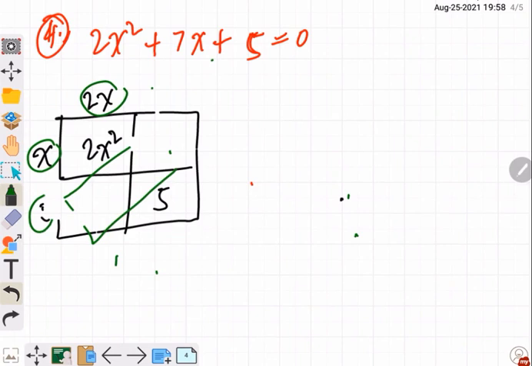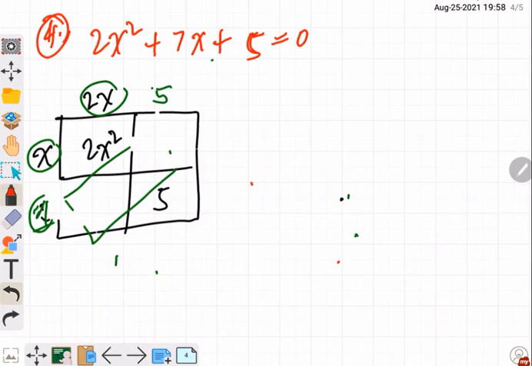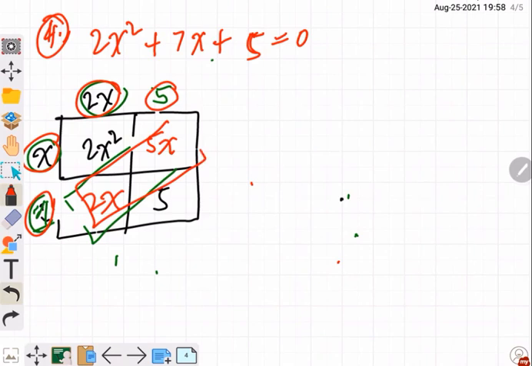A while ago we used 1 on top, 5 on the side. Now we'll use 5 on top, 1 on the side. Then if you multiply this and that gives us 5x. And 2x and 1 gives us 2x. As you can see, if we combine 2x and 5x, that gives you 7x.